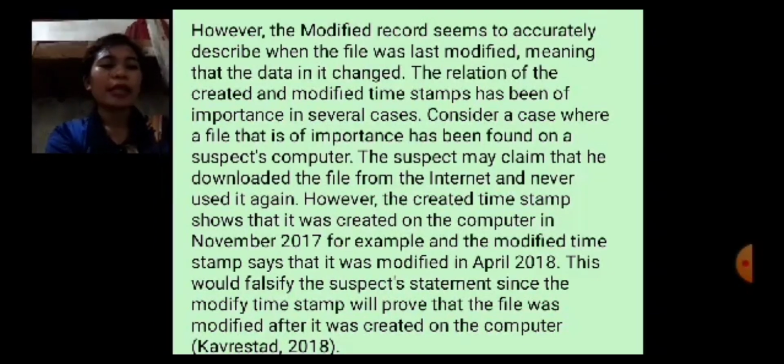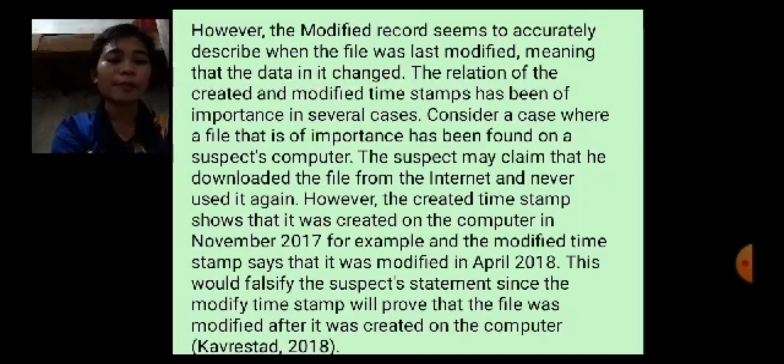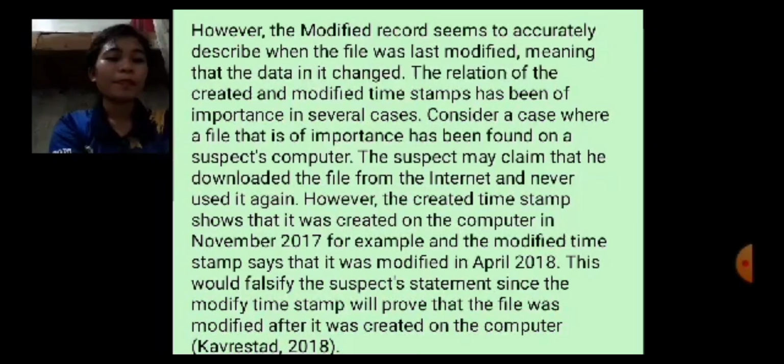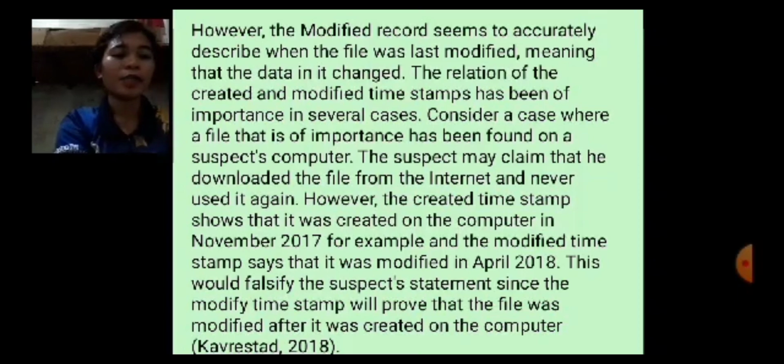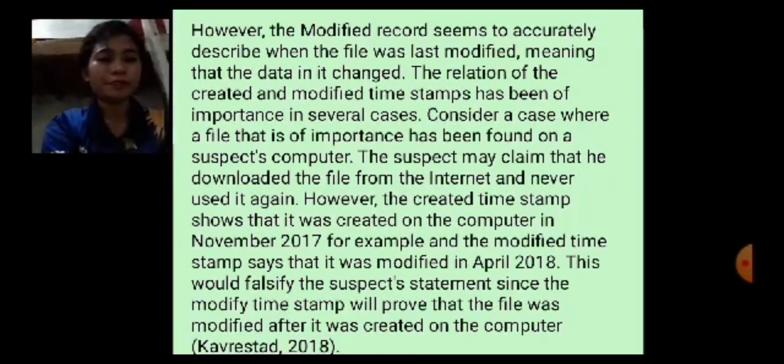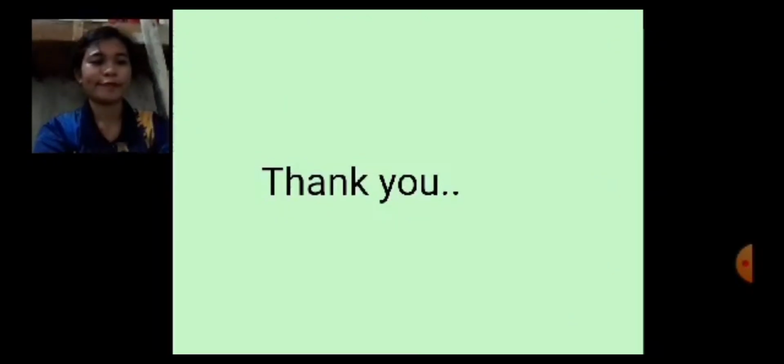However, the created timestamp shows that it was created on the computer in November 2017, for example, and the modified timestamp says that it was modified in April 2018. This would falsify the suspect's statement, since the modified timestamp will prove that the file was modified after it was created on the computer. Covrestad, 2018. That's all.